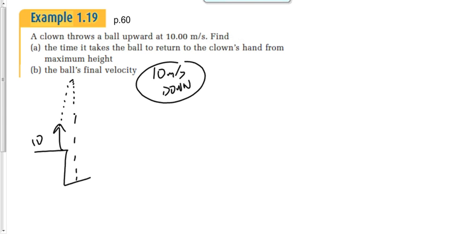Now, let's do question A. If we want to find out how long it takes the ball to go from the max height to the clown's hand, then let's write down some givens for the trip down, only for the trip down. What do we got here? Well, we know that VF is 10 now, right? Actually, we'll make it negative 10. Because VI is what? 0. If we're analyzing the trip down, it starts at rest, right? Read between the lines, right?